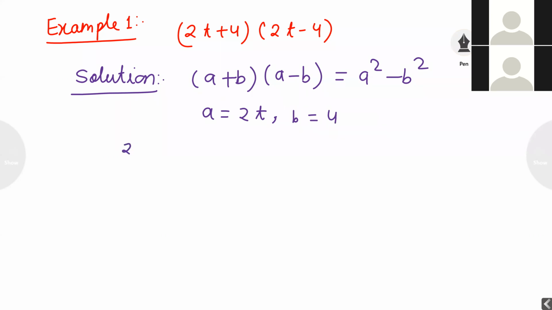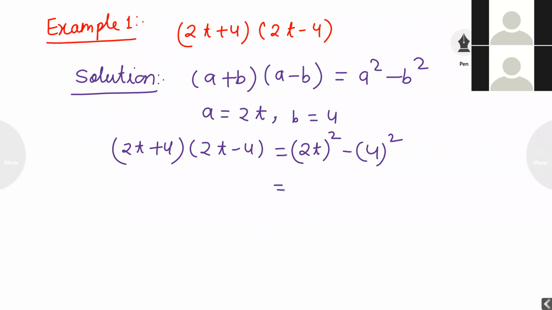(2t plus 4), a plus b, second, (2t minus 4), is equal to a square minus b square. The value of a is (2t) whole square minus 4 square. Now (2t) whole square, students always keep in mind, if I want to write square, I will always write in the bracket. Don't write 2t square, this is not the right way. This is wrong. We will write in the bracket, (2t) whole square.